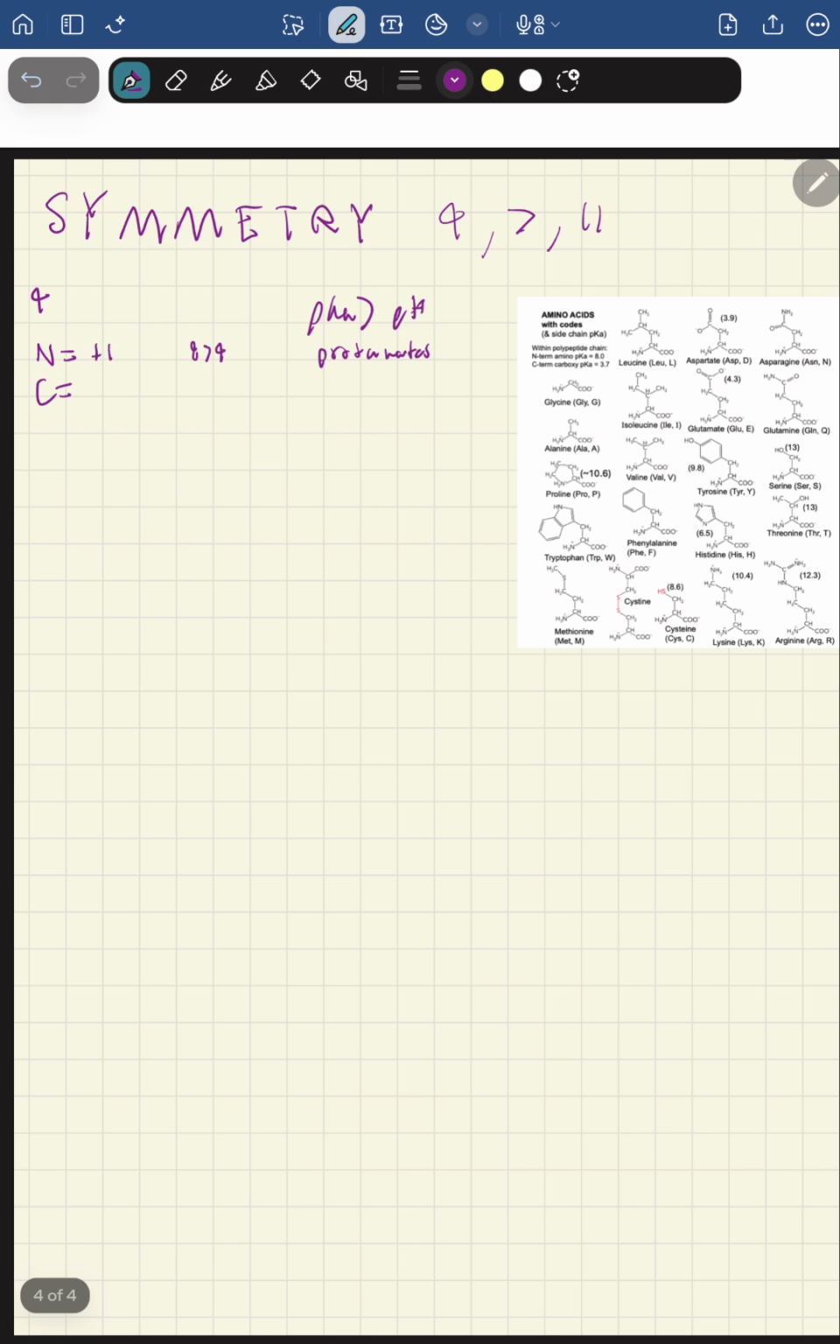Now we look at the pKa for the C terminus. The pKa is, in fact, 3.7 and smaller than the pH. So, what is it? It is deprotonated. And for the carboxyl group, what happens is it is a negative.